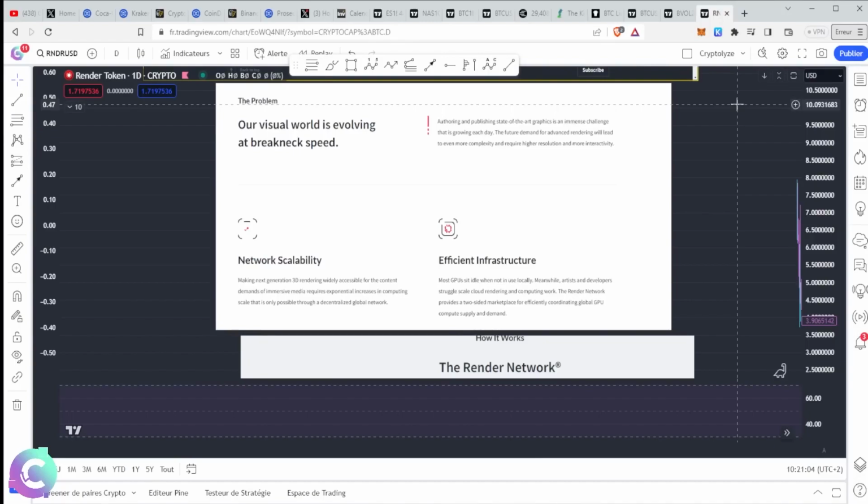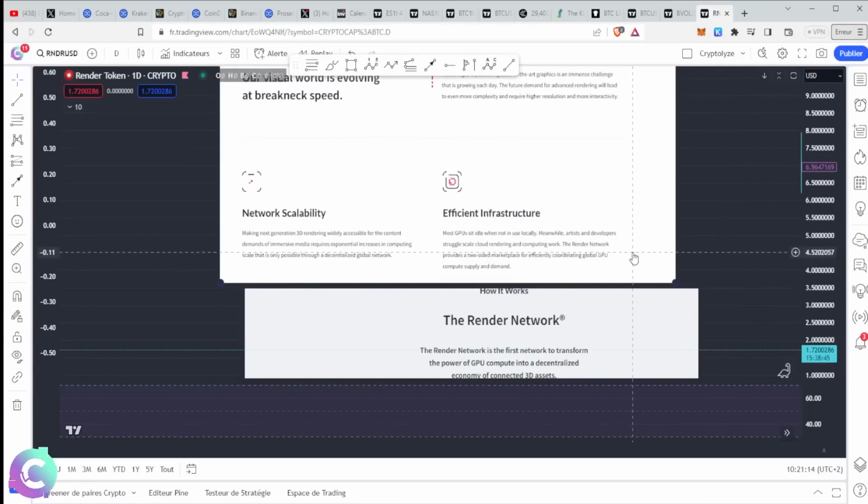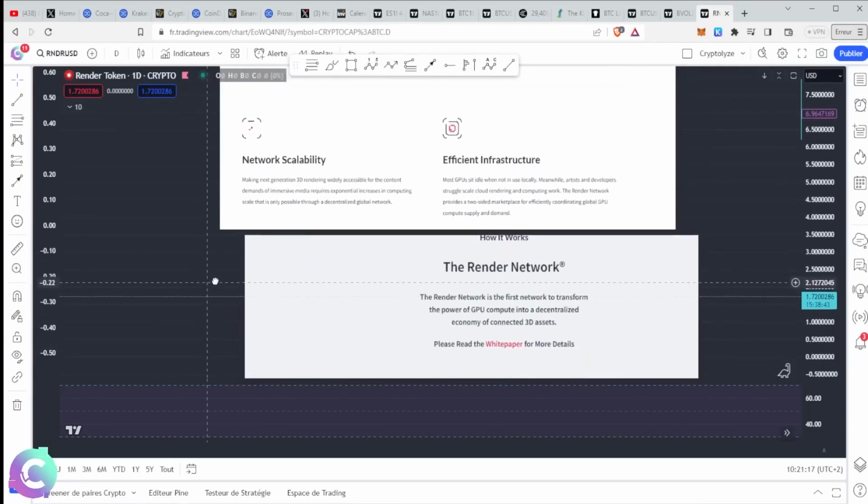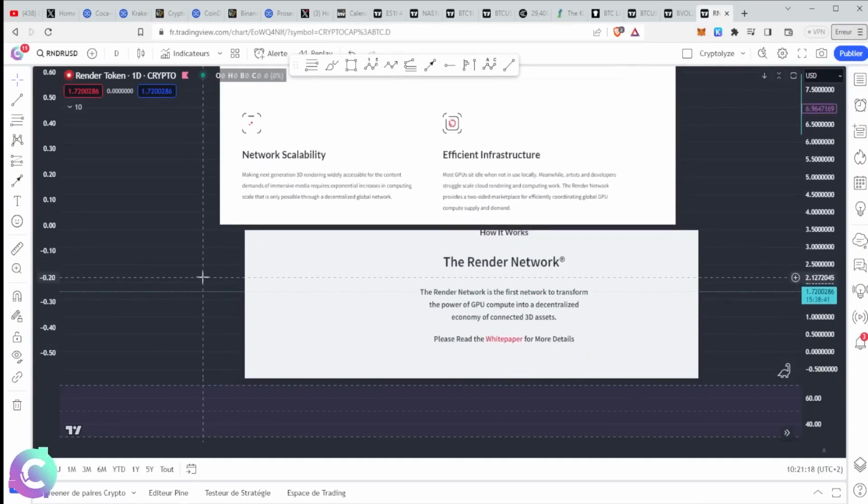And that's really the strength of Render: it responds to a very strong problem that you can only solve yourself in large structures, because the cost of this type of infrastructure is totally aberrant, and we would have to have content continuously being rendered in order to make this type of infrastructure profitable.